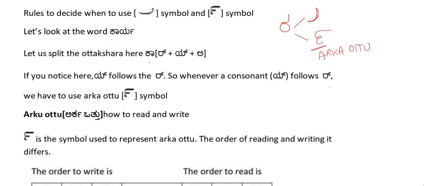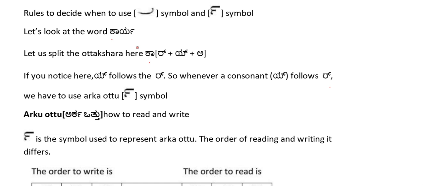This is a symbol which has a name. This symbol doesn't have a name. So Ra is the only consonant which has two symbols: one is this and one is the Arka Ottu symbol. So now we have to understand when which symbol has to be used.